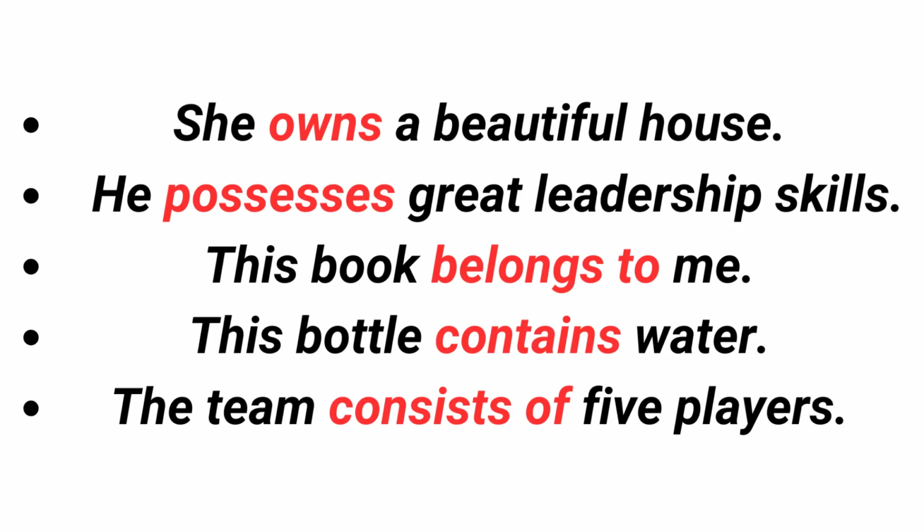The correct sentence is this book belongs to me. The incorrect sentence is this book is belonging to me. The next one is this bottle contains water. The incorrect sentence is this bottle is containing water. And the last example is the team consists of 5 players. And the incorrect sentence is the team is consisting of 5 players.